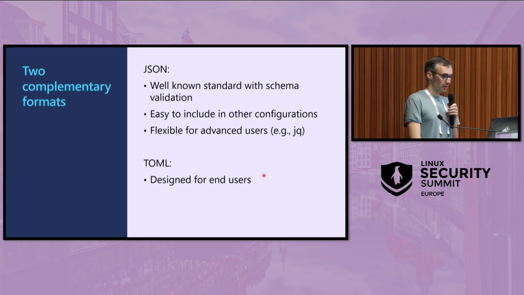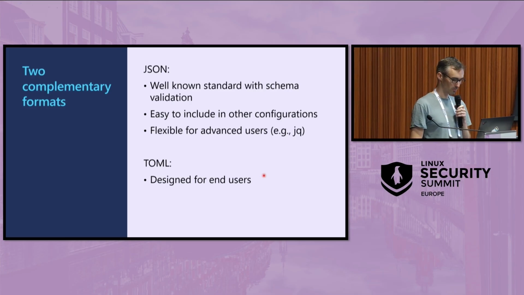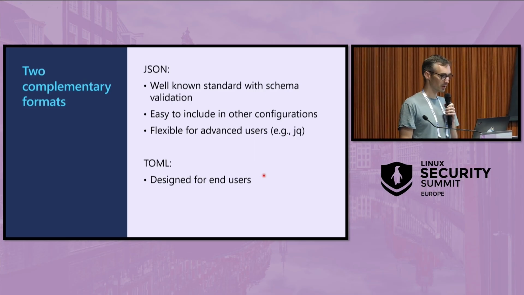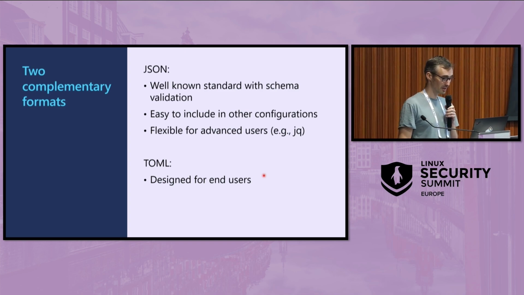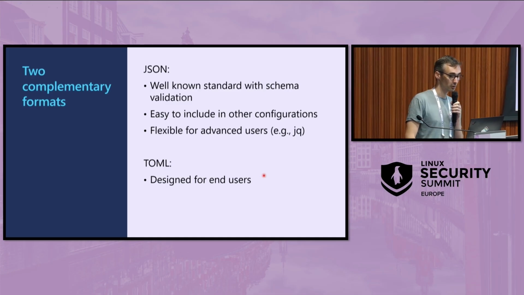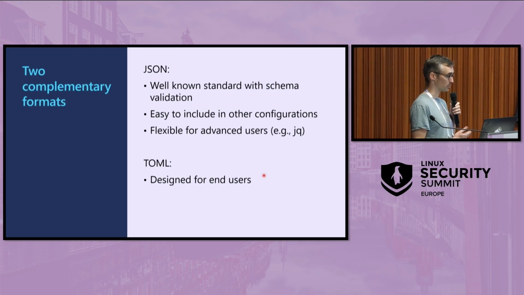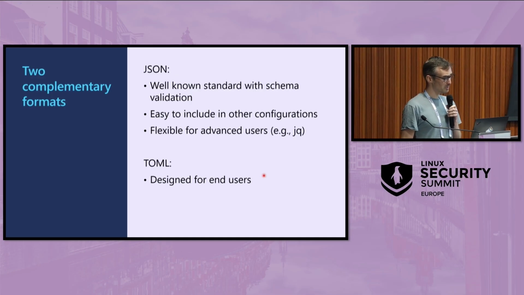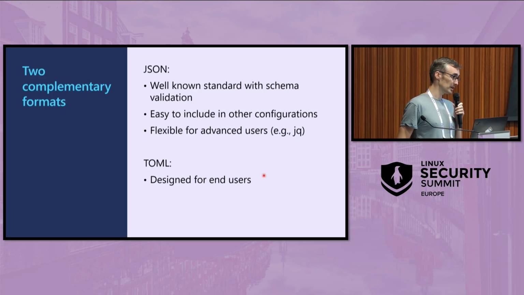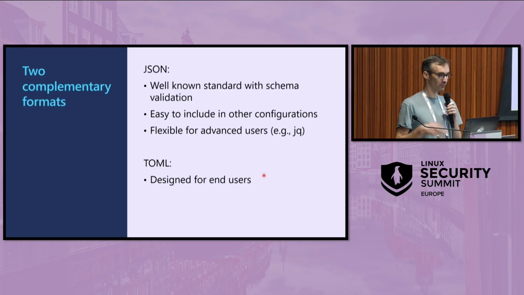So we implemented two complementary formats, both kind of similar, but with different properties, JSON and TOML. JSON because it is a well-known standard and is already used by different kinds of configuration file formats. So it's easy to include into other configuration as well, for instance, container configuration. But also because it is flexible and easy to tweak, let's say. That might be useful to dynamically create configuration with a lot of flexibility required.